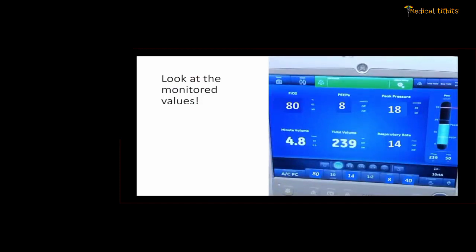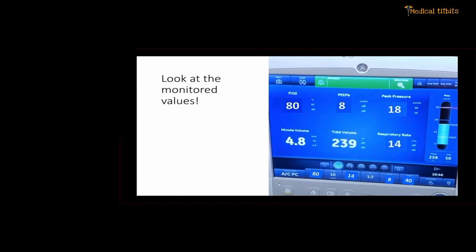Okay, after having set, you connect the endotracheal tube to the breathing circuit of the ventilator, and then look at the monitor. What all values are shown in the picture. The set values and monitored parameters are different. How much it can be different, we'll see.